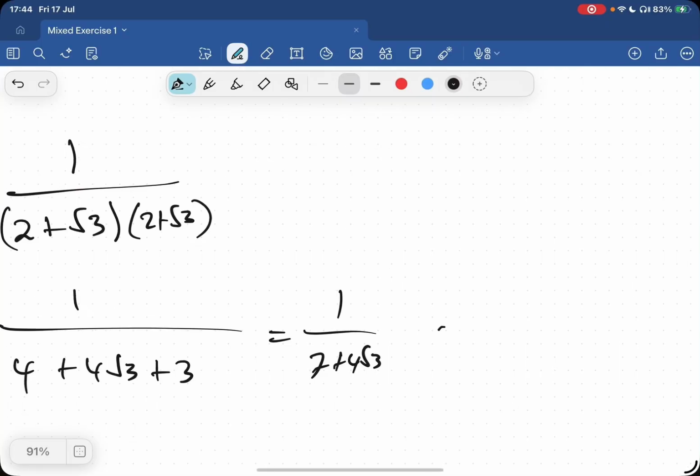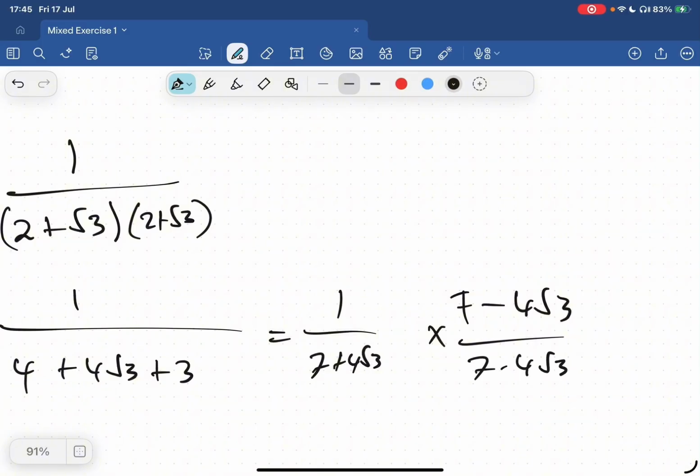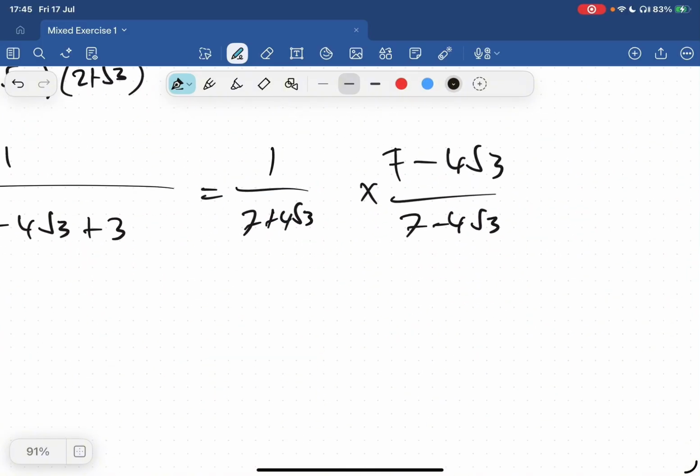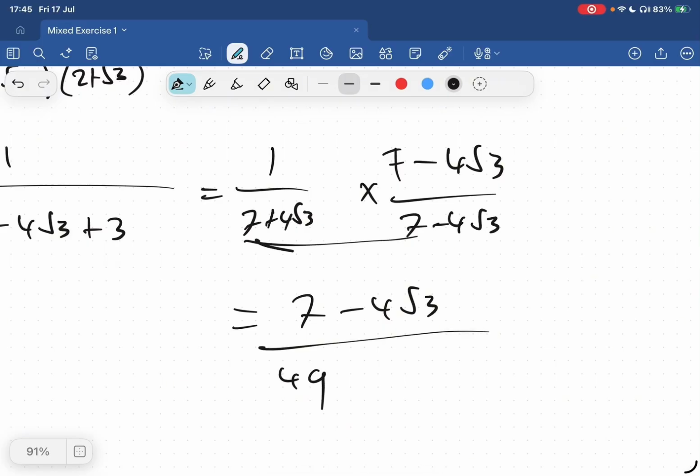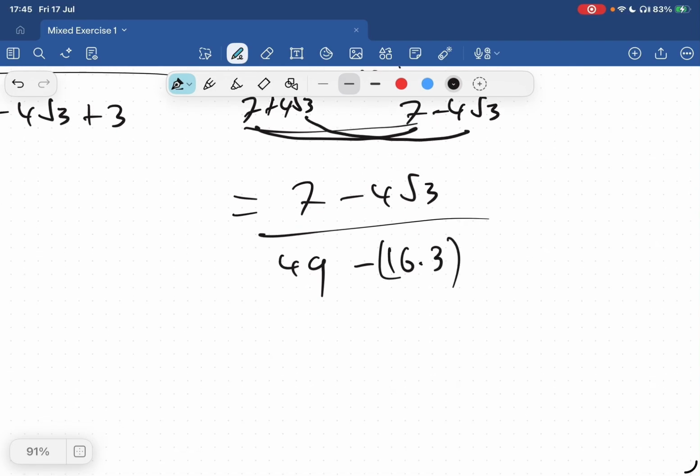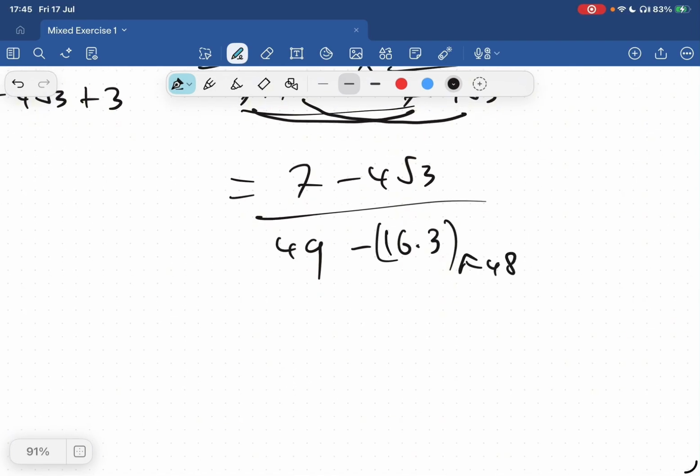And now we do the exact same rationalizing. Okay, so 7 take away 4 root 3 over 7 take away 4 root 3. Okay, so the top is going to give us 7 take away 4 root 3, and the bottom is where the magic happens, 49, and then we've got the negative and the positive that cancel, leaving us with negative 16 times 3. Okay, so 48, which is then a 1 on the denominator, so we get 7 take away 4 root 3.